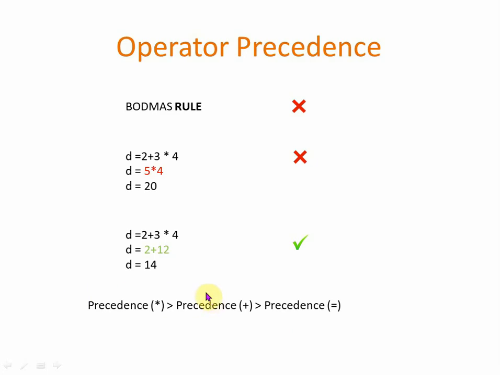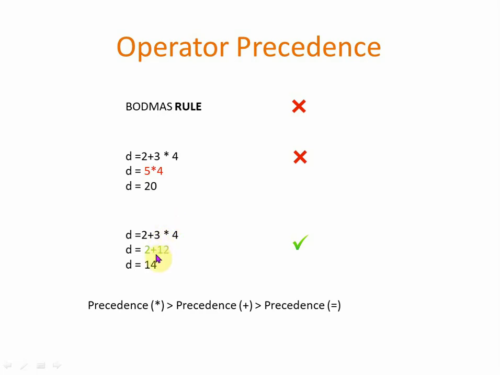Here you can see the precedence of the multiplication operator is greater than the precedence of the plus operator, and last is the precedence of the assignment operator. Remember one thing, in programming we will never call this equal to. We will always call this the assignment operator. So first 3 is multiplied by 4 because in this whole equation the precedence of multiplication is greater.